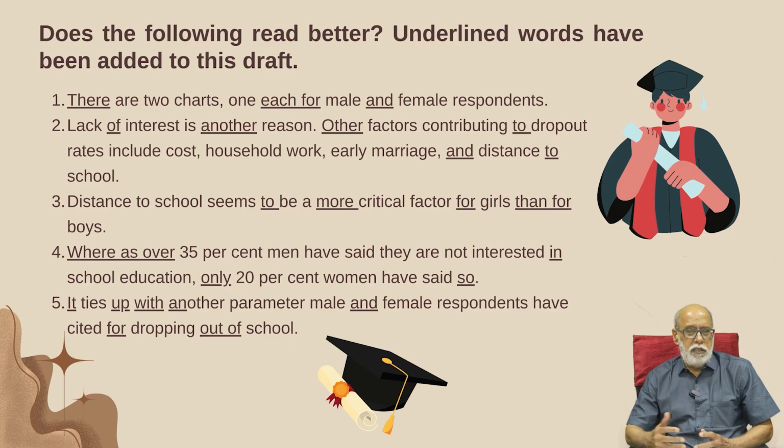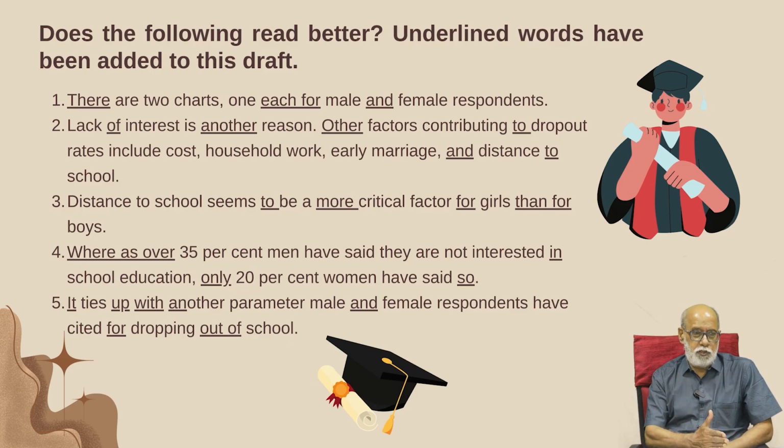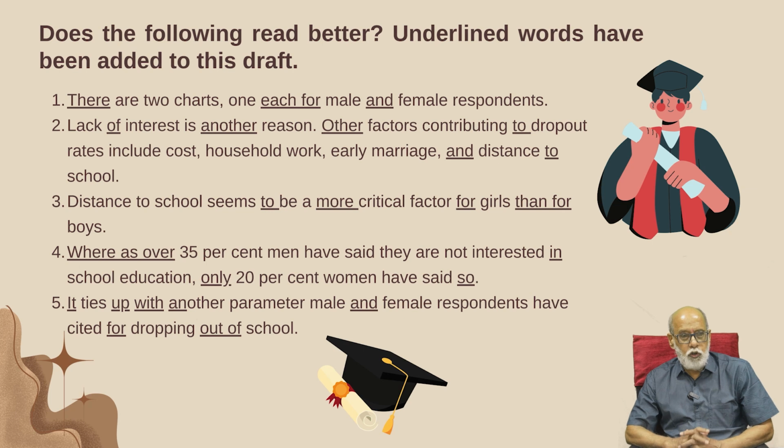So these linking words not only put these words in their place, what comes first, what comes next, they also help them acquire the meaning that is inherent in them and together communicate the meaning that the writer wants them to communicate. Look at the next sentence. Lack of interest is another reason. So, of and another have been added to give meaning.